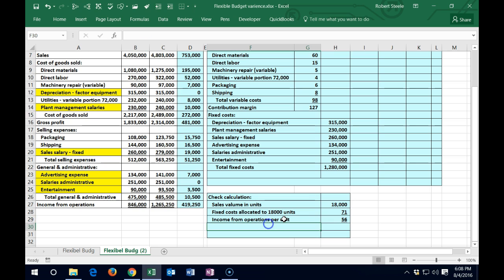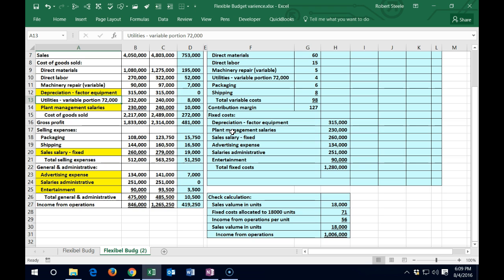So now if we just multiply this times the sales volume, which is this 18, we should then come to the income from operations, which is going to be the 56 times the 18. This number, if we did everything correct, should then tie out to this number. It does not. Why doesn't it? Well, there's something missing here, and what's missing is that this one was mixed. Remember, that's a mixed cost, and I didn't include the mixed cost over here.